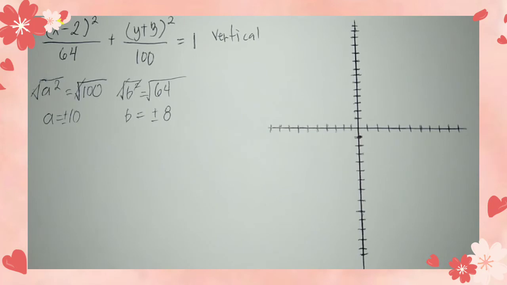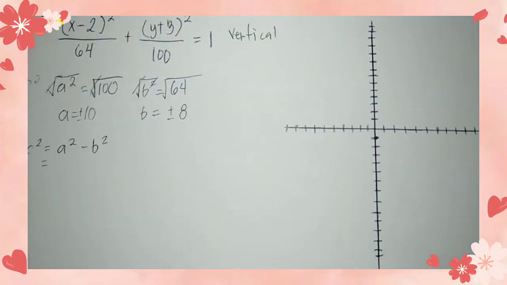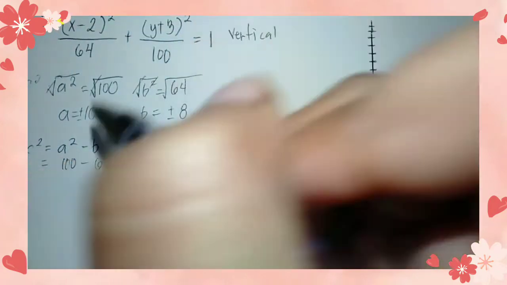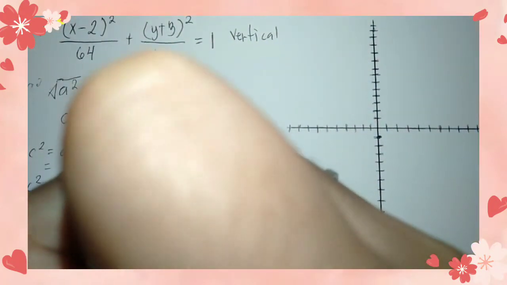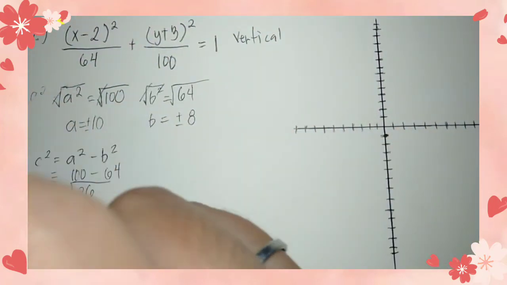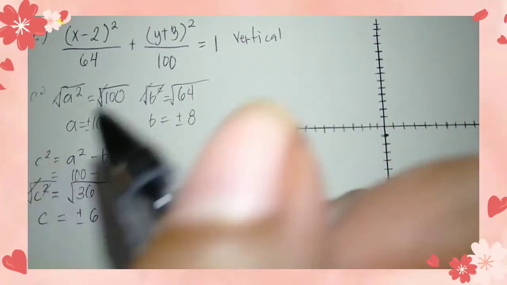And, of course, we're going to find c enable for us to graph our ellipse. Ang formula ng ating c, which is siya yung magdedetermine ng ating foci, is of course c squared is equal to a squared minus b squared. And ang ating a squared is equal to 100 minus b squared is 64. So we have our c squared as 100 minus 64 is equal to 36. And then of course extract square root and then cancel. So, c is equal to square root of 36 is positive and negative 6. Alright? So, we have our a, b, and c.